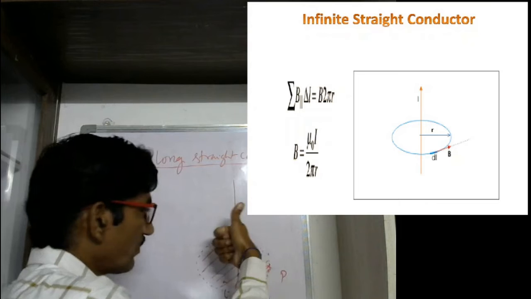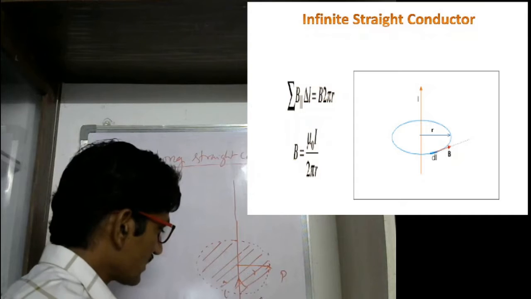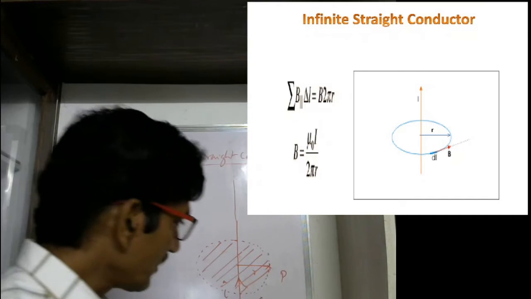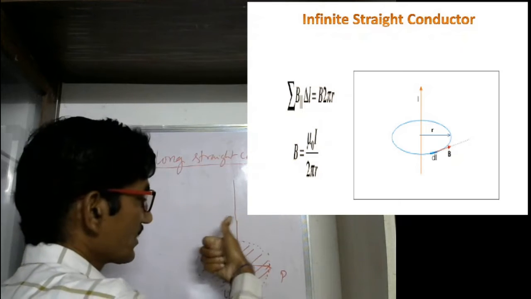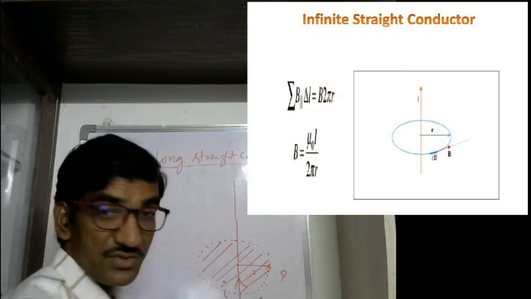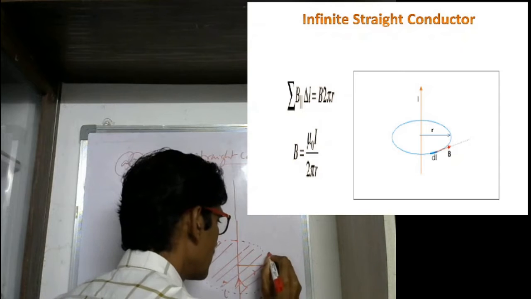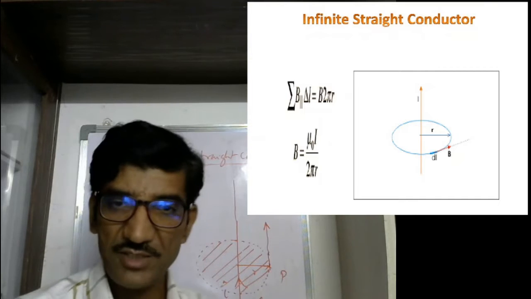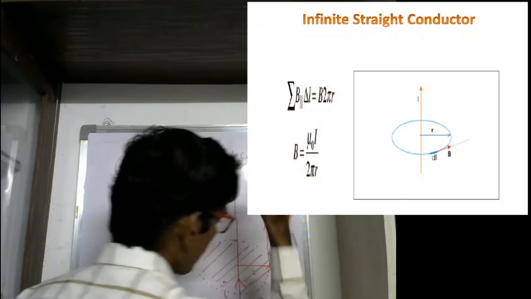Your current is going upwards, so now you may use the right hand thumb rule. What is the direction of the magnetic field? This is the direction of the magnetic field here, also on this dotted line. Current is upwards, so here the field is outside, and here the field is inside. So your B will be like this, as a tangent. Here you take the tangent at point P. This will give you the direction of B. Okay, this is a curve.